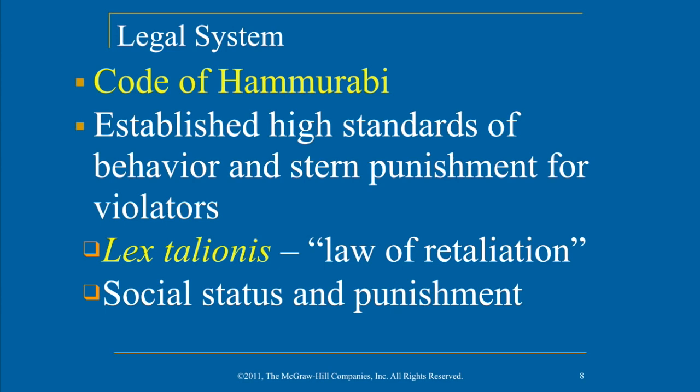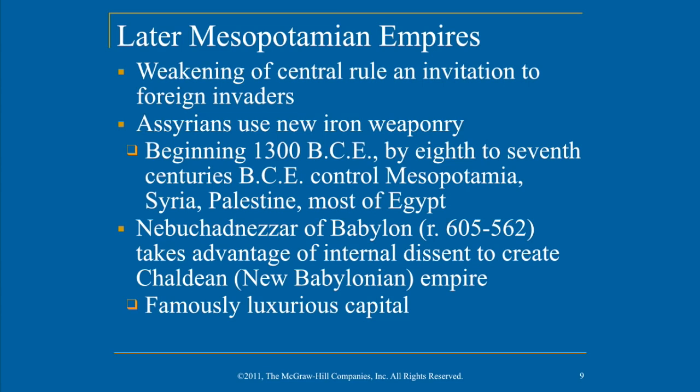In later Mesopotamian empires, there's a weakening of central rule, an invitation to foreign invaders. As the bureaucracy breaks down and strong leadership like Hammurabi's doesn't arise, the bureaucrats of those city-states decide to do whatever they want. By ignoring a lot of the rules or not having a very strong system to protect the people, the invitation to foreign invaders fragments the city-states of Mesopotamia, and the Assyrians are also a new force on the scene using new iron weaponry.